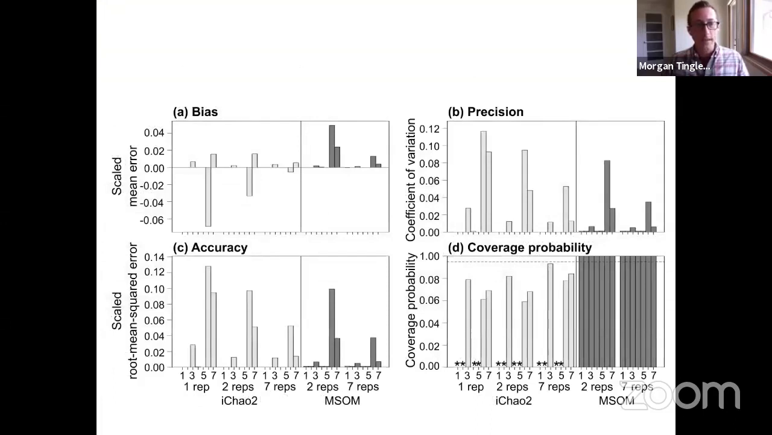The data looks something like this, where we have our 4 different ways of evaluation: bias, precision, accuracy, and coverage probability. We have our light gray bars for the iChao2 estimates and our dark gray bars for our multi-species occupancy model estimates. And you can see going along the x-axis that numbers 1 through 7 refer to those scenarios from essentially ideal to unideal. And then there are various ways of calculating, such as how many reps we had, 2 versus 7, et cetera.